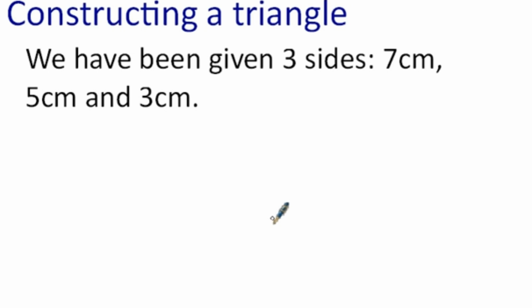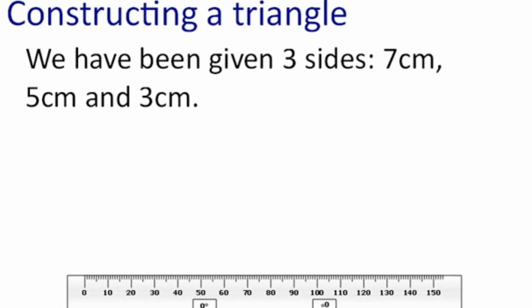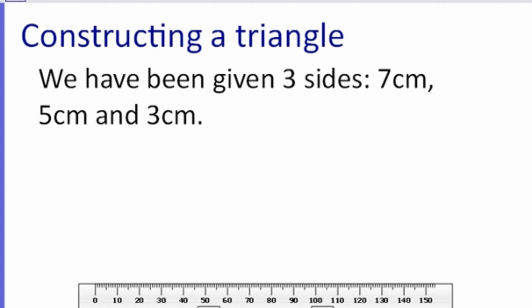Okay, this video is going to show you how to construct a triangle when we've been given 3 sides. So we've been told that we've got sides of 7 centimetres, 5 centimetres and 3 centimetres. To do this, we're firstly going to need to take our ruler out, and we're going to draw the longest side, which is 7 centimetres. So using my pencil, I'm going to draw a line from 0 to 7 centimetres.